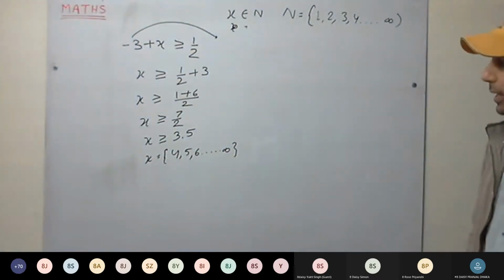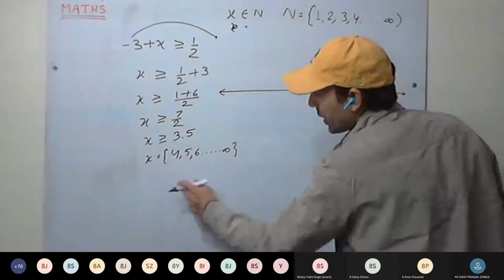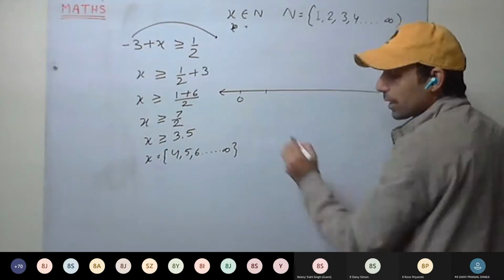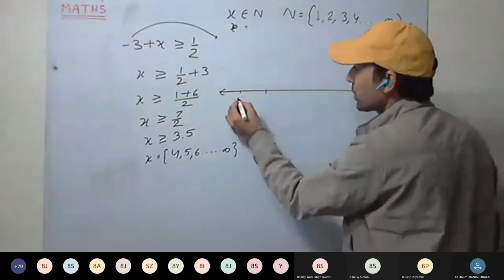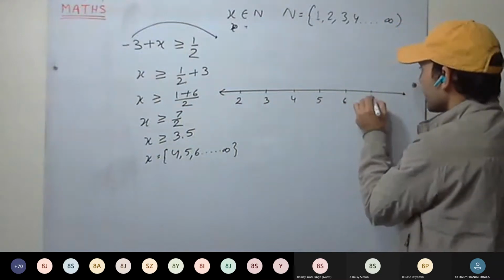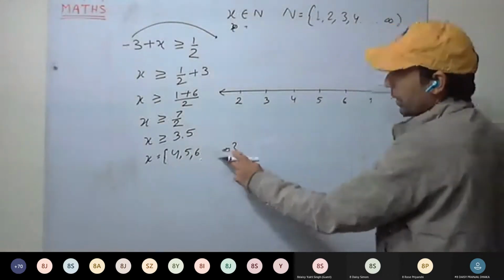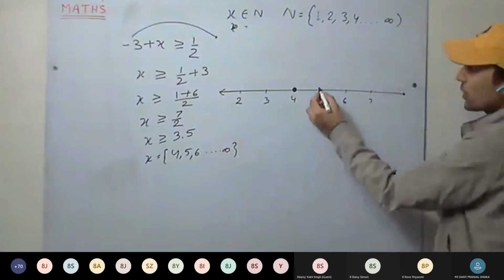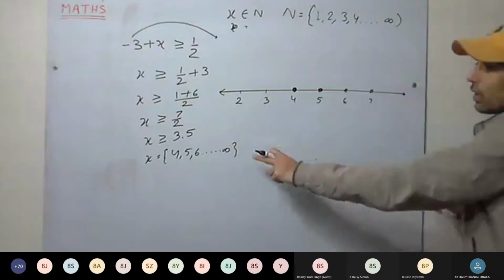Now how to represent it on the number line? Again we draw the number line. Mark 0, 1, or you can start from 2, 3, 4, 5, 6, 7, it doesn't matter. Now only these numbers are to be marked, not the ones in between. So 4 is the answer, 5 is the answer, 6 is the answer, 7. And the rest, how to denote this?